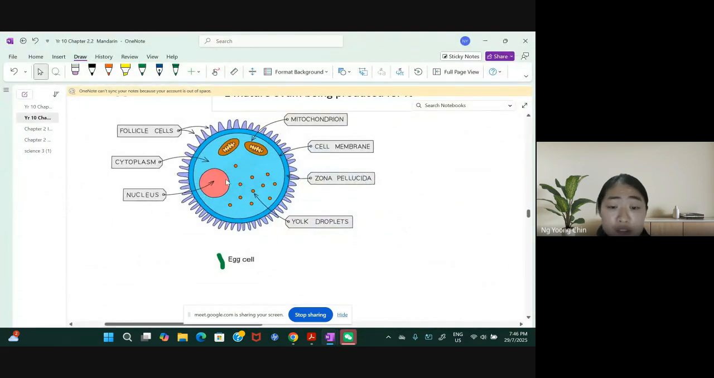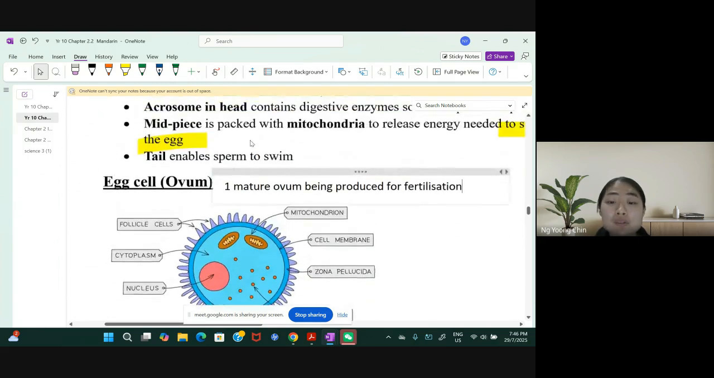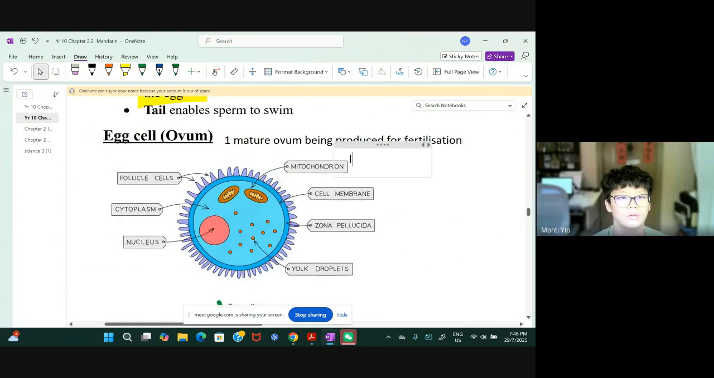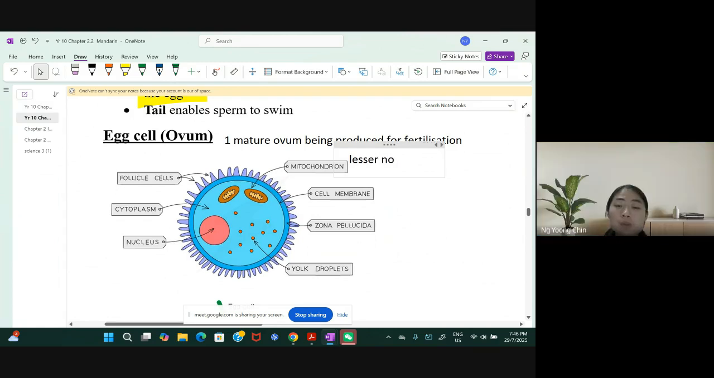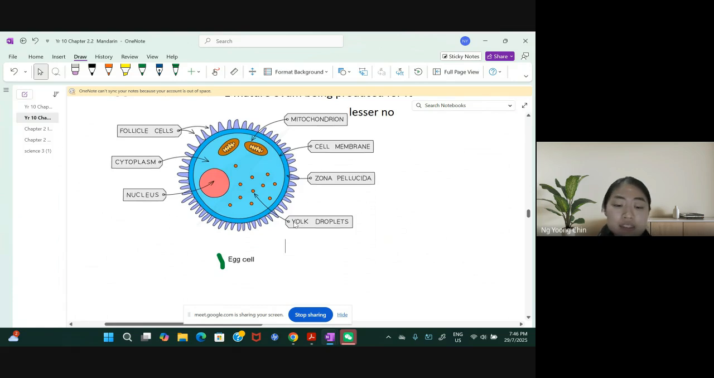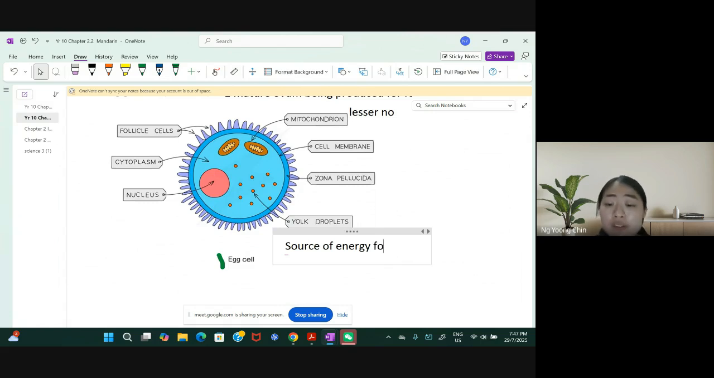So you can see inside they have a nucleus, right? And then they have mitochondria, but the mitochondria count is not as much as the sperm cell, just lesser in number, because they are not required to move a lot. They just stay still. And then inside they have these yolk droplets. Why do they need yolk droplets? It's because this is like an energy reserve, a source of energy. Inside the yolk droplet, they have fats and carbohydrates. So they provide a source of energy for the cell divisions. That's why they need to have this yolk droplet.